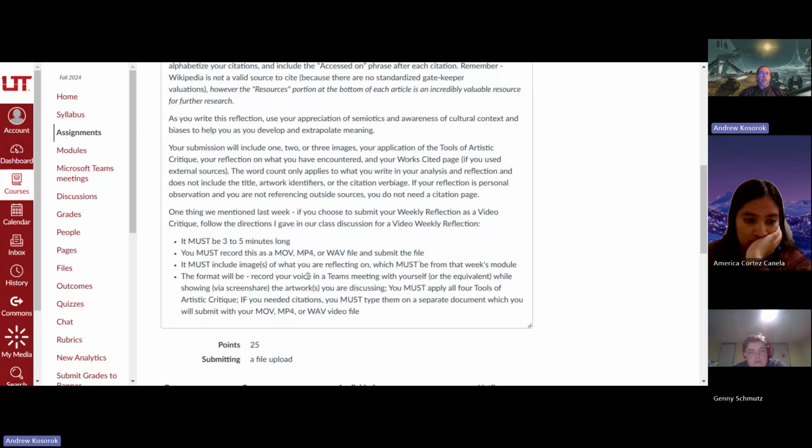And the format will be, and if you don't get the Teams recording to work, you can do this with your phone while your phone is pointed towards the computer screen. Doesn't matter, but the image is going to show up on the screen, and you're going to do a voiceover, and you're recording your voiceover so we can see the image that you're looking at. And you're going to be applying all 4 tools of artistic critique.